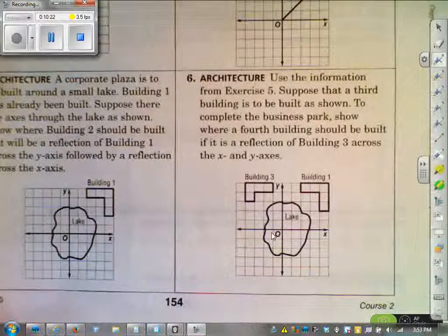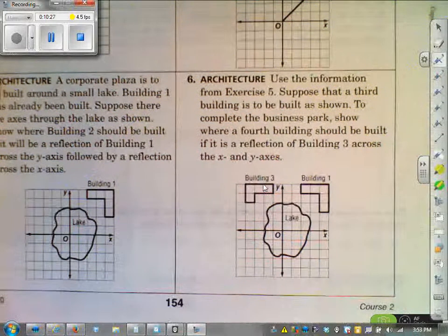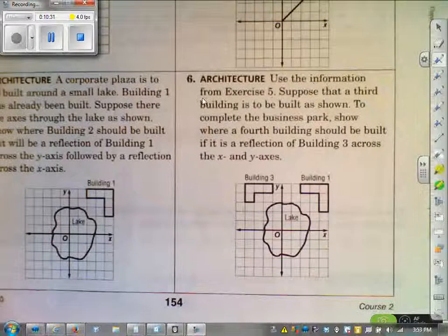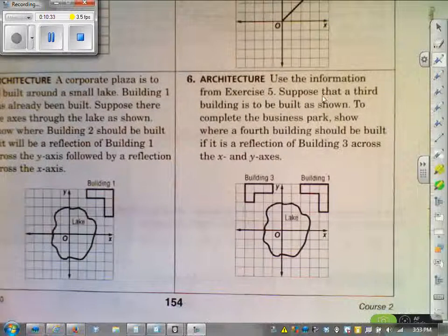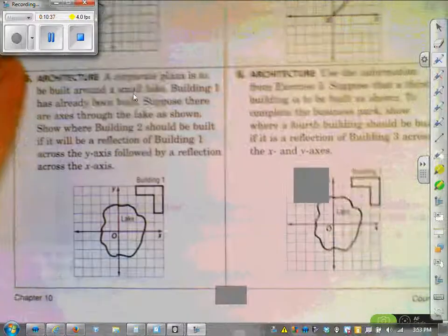Yeah, exactly what I thought was going on with this problem. They actually want you to flip it twice. Okay, do the reflection twice. It says use the information from exercise 5. Suppose that a third building, wait, I guess we have to go over here, right?